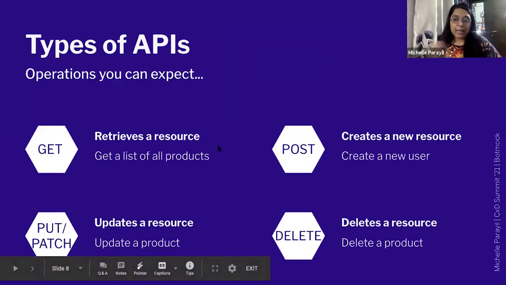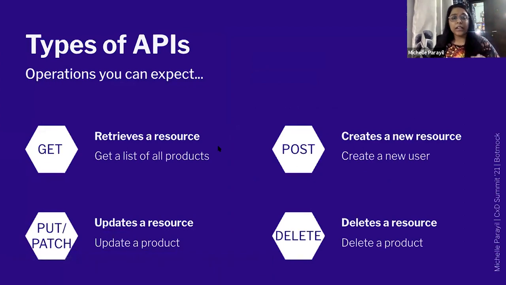Now, types of APIs. I briefly mentioned this earlier, but you should know that there are roughly 4 categories of APIs and some operations that you can expect. So you have get APIs, which fetch, as the name suggests. Get fetches or retrieves information from a certain type of system. Post creates or posts information into a system.